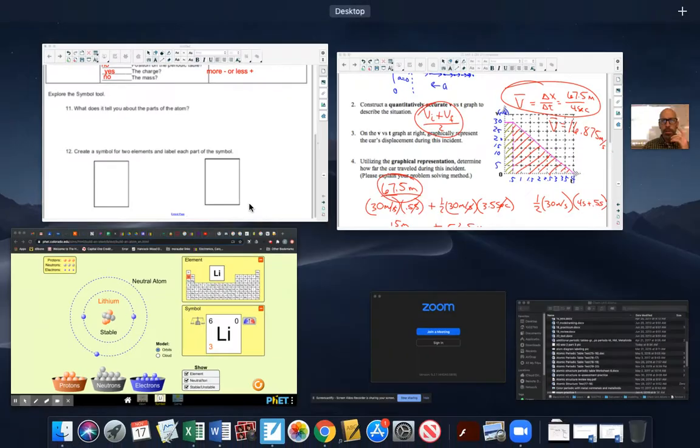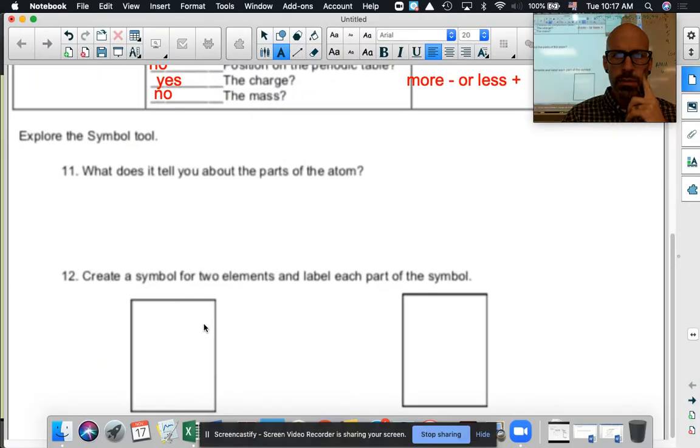Then for this assignment, you were supposed to create a couple of symbols for 2 different elements. So hopefully you did that. And again, it doesn't really matter which ones you picked, but hopefully you get the fact that one number is the proton number, the other number is the mass number in the upper left, and then in the upper right, you have the charge, plus or minus, or 0 if it's neutral.